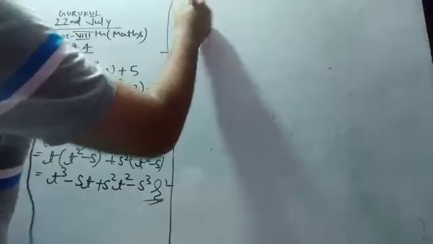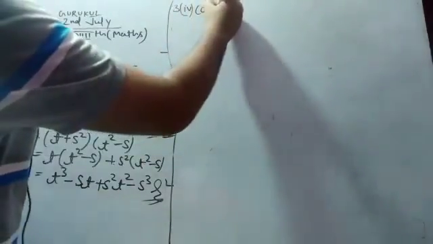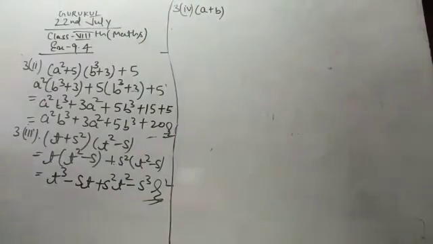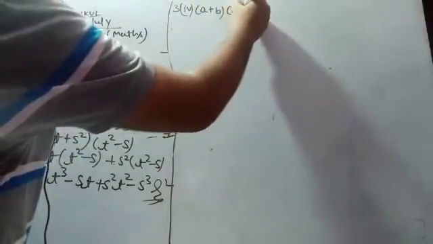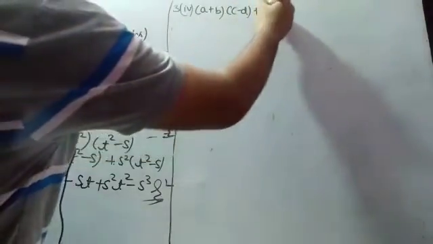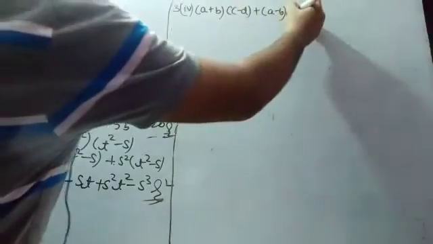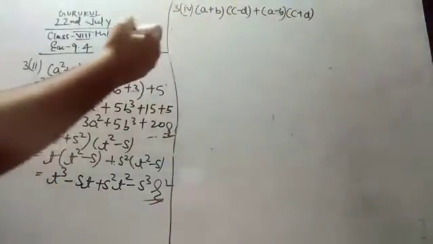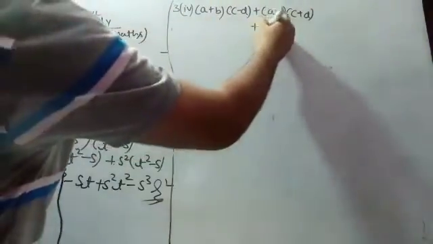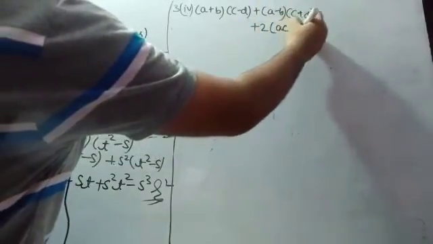Question number third, fourth part. A plus b, c minus d, plus a minus b, c plus d, plus 2 in bracket ac plus bd.